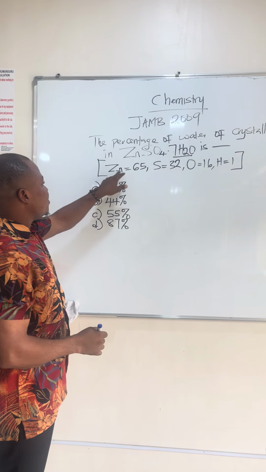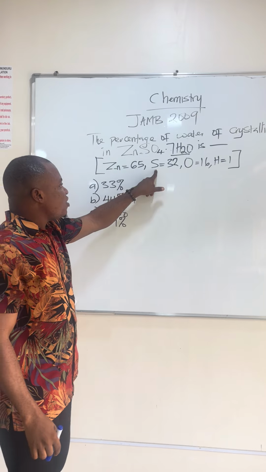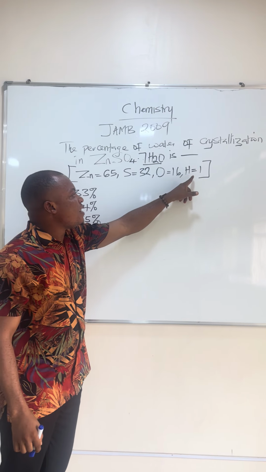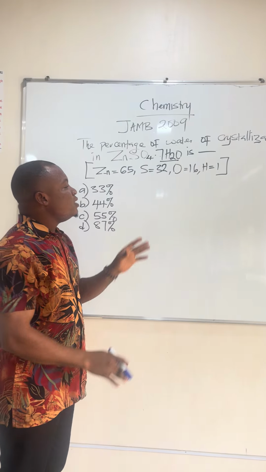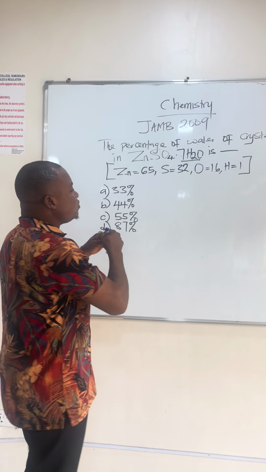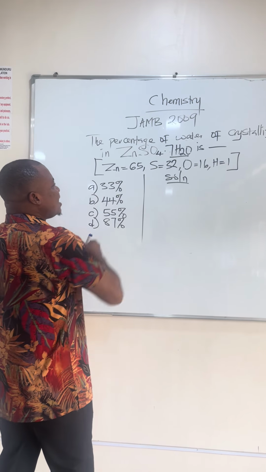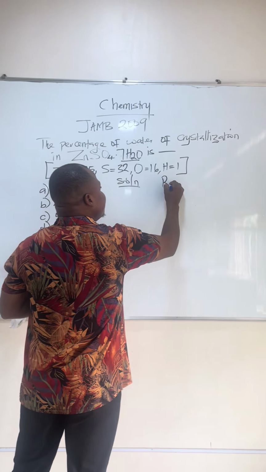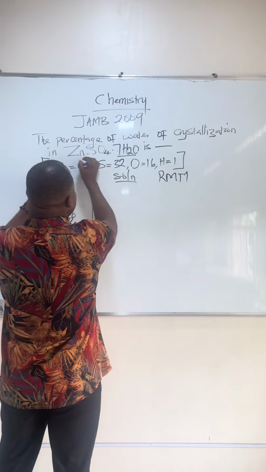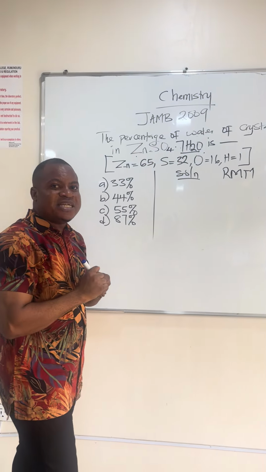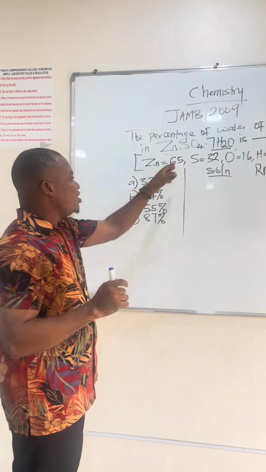Now, the mass of zinc is given as 65, the mass of sulfur is given as 32, the mass of oxygen is given as 16, and the mass of hydrogen is given as 1. To solve this question, we say solution. We are going to calculate the relative molecular mass of the compound, using the masses of each of the component elements in the compound.